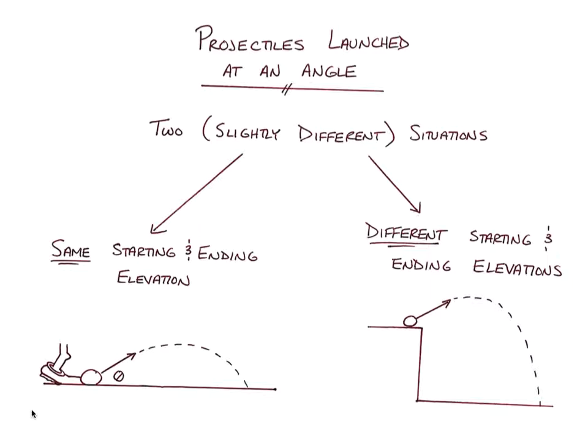There's two specific situations which we're going to analyze. The first being the starting and ending elevations are exactly the same. That would be something like kicking a soccer ball from the ground. It goes through a parabolic arc and lands at the same elevation. That's one type of condition. The other one would be different starting and ending elevations. So something is launched from the top of a cliff, goes through its parabolic arc, and either lands above or below where it started. They're only slightly different situations.